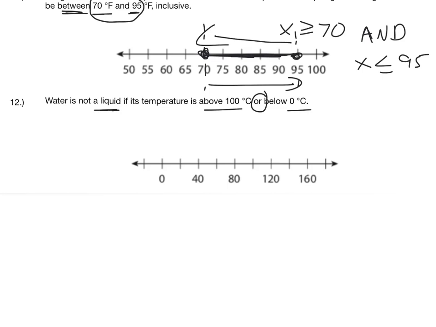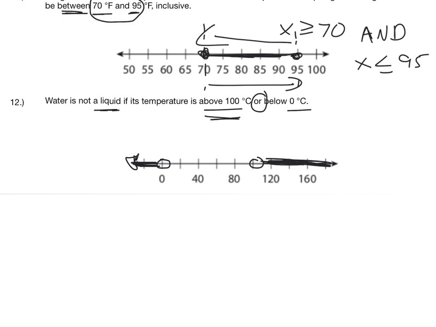So this right here, above 100 degrees, we're starting at 100, right? And we are going to the right because it has to be above 100 degrees. And then below 0 degrees, we're starting at 0, and we are going to the left. And this is an "or" compound inequality, so as you see, they have a tendency to graph apart.